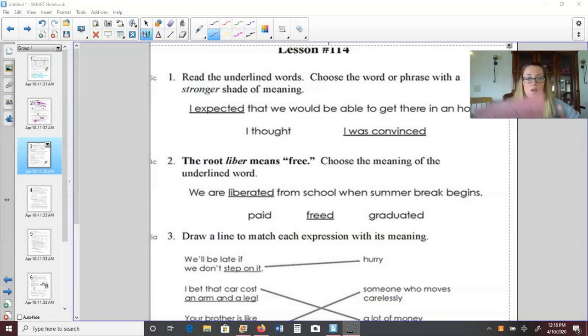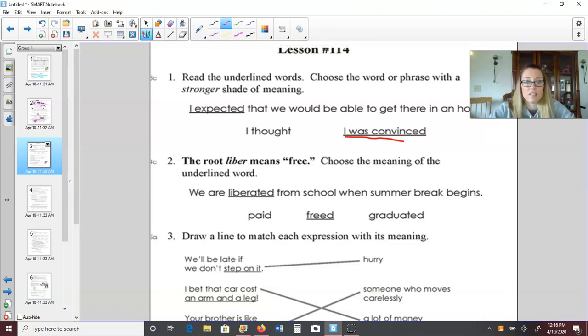Okay, so we take a look at number one. It says to read the underlined words, choose the word or phrase that has the stronger shade of meaning. So I expected that we would be able to get there in an hour. Expected. So what could we replace that with that's a little stronger? Would we say, I thought that we would get there in an hour, or I was convinced? If you were convinced, that's pretty strong. More than just you thought, like you were absolutely for sure.